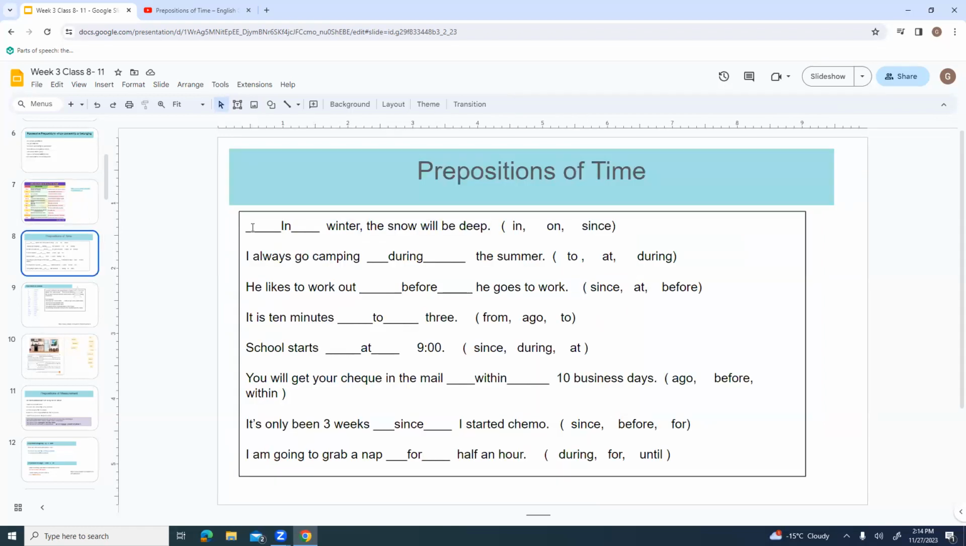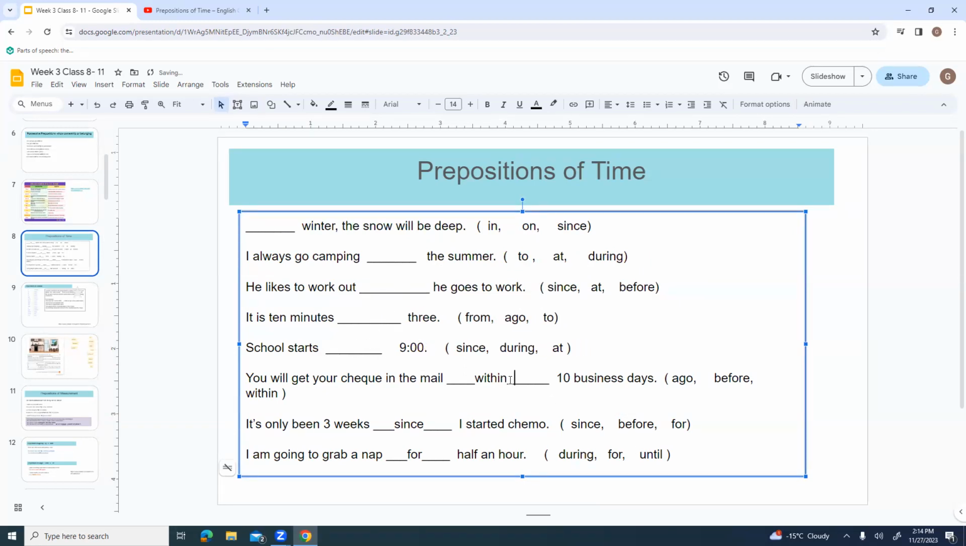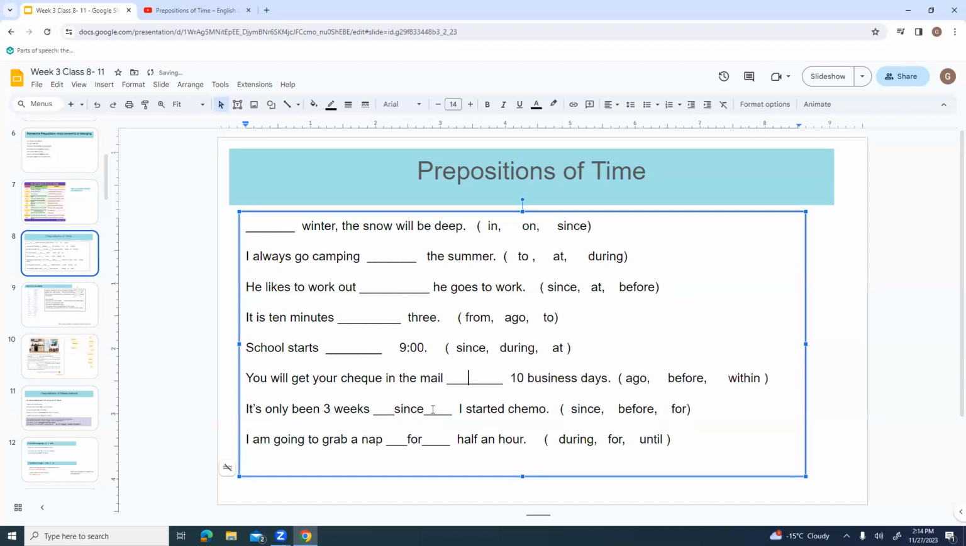Prepositions of time. In, oh, you know what? This is another one of those things where we went through a previous time and we fixed it, and then I forgot to unfix it. All right, hang on. I'm gonna do it this way, and we'll just highlight this time. Something winter, the snow will be deep.